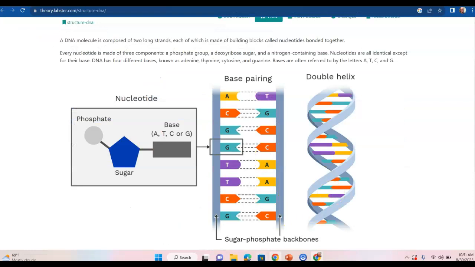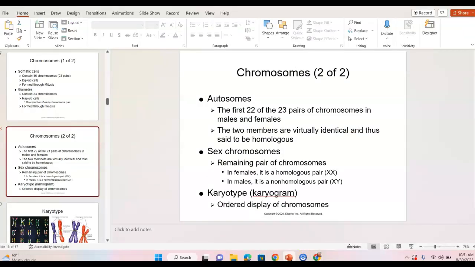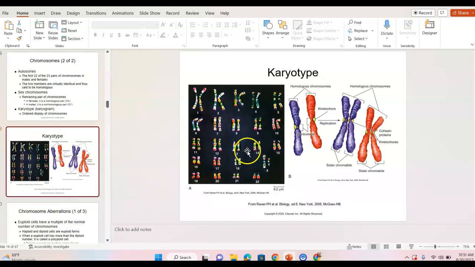So the karyotype will give you an overall look of the order and the structure of your chromosomes, okay? I believe in your book, well, I have this picture up. The chromatids are these arms, the centromere, where they all come together, is this center portion here. I believe your book uses that reference in the future.